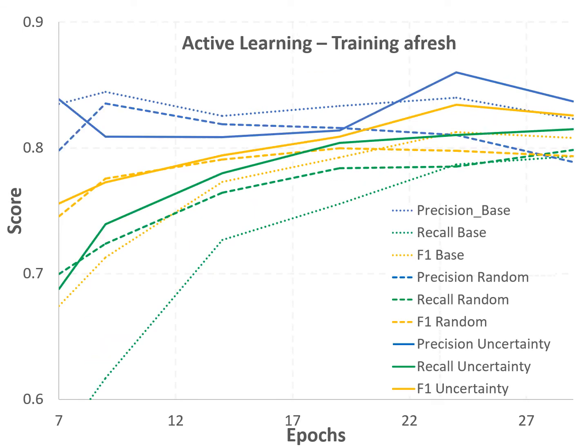The second experiment was retraining from scratch. When retraining, the uncertainty based samples initially have a hard time in getting the ideal performance, but after training for a certain number of epochs, we can see that uncertainty again outperforms random and the base model.